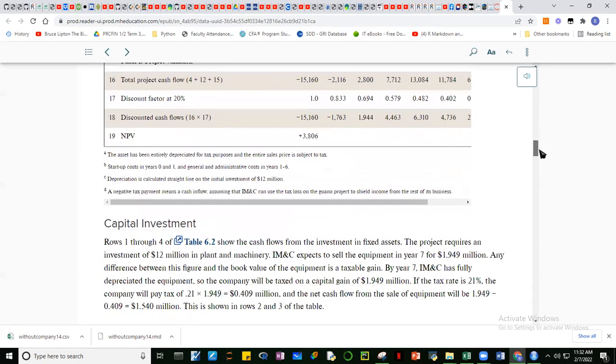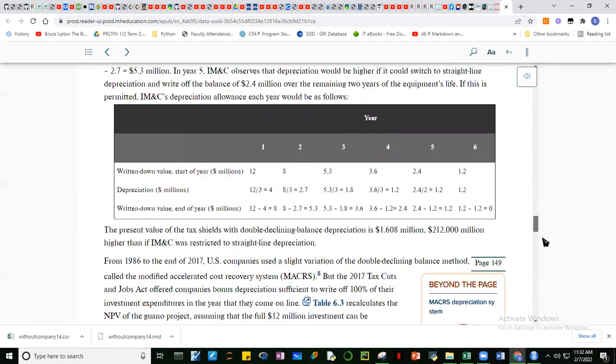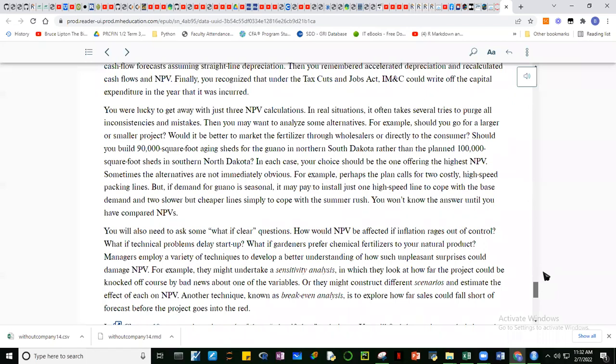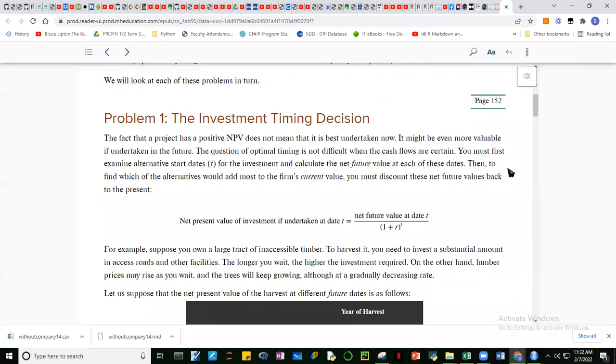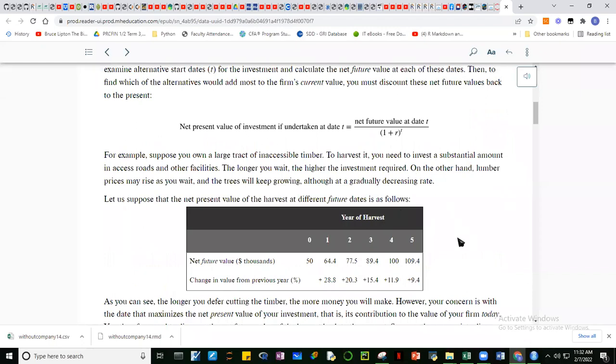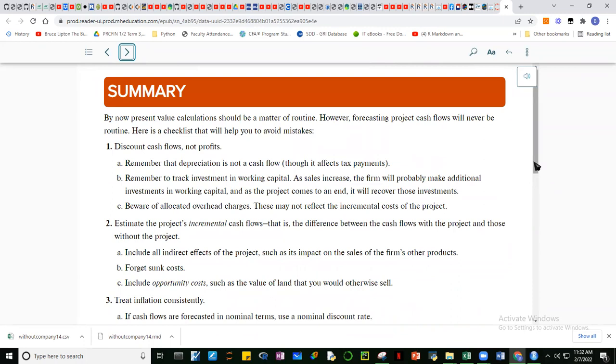Okay, so that's how we compute, guys, for the projected cash flows. So ito another example. All right, so that's what we need to know in chapter 6. Ito lang guys, more about NPV lang, which we already discussed. And then last is, naka-summarize na. So chapter 6, yun lang yung kailangan natin tingnan: yung different methods, tapos how the cash flows are generated. So any questions about that, guys?